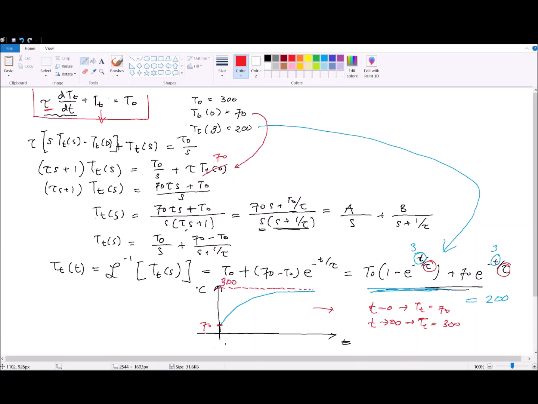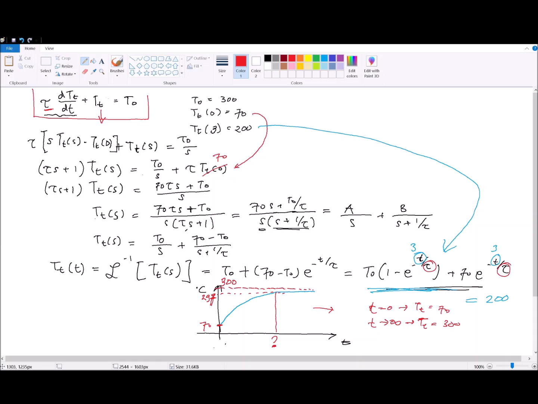So to answer the question, when will it reach within 1% of the final value, 1% from 300? 1% of 300 is 3. So 1% away from 300 means it is when the value is 297, right? 297 is 1% away from 300. What is asked by the question is this time value. So how to do that?